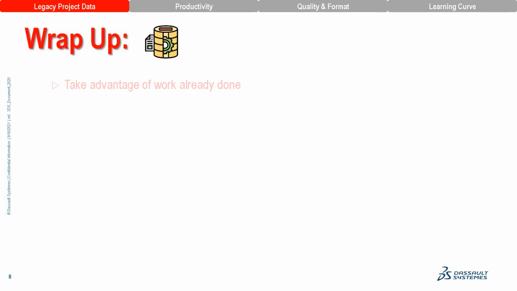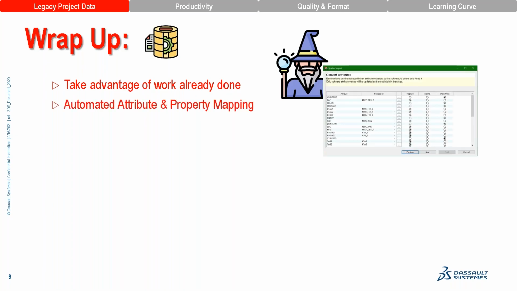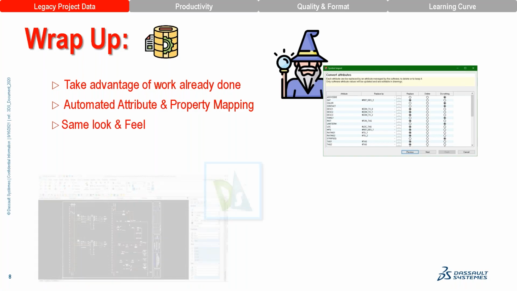So a little wrap up there. When it comes to taking advantage of and migration of legacy data, take advantage of that work that's already done, right? We got wizards that are going to help you, in these various levels, help you get your title blocks, your symbols, and your manufacturer's data, all the while helping automate the mapping and conversion of those. It's going to allow you to maintain the same look and feel that you're doing today.